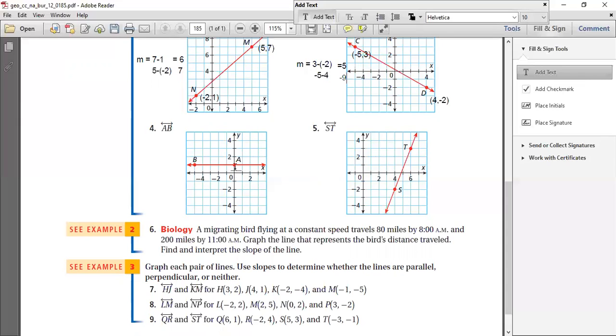Okay, now what I want you to mainly concentrate on is this here. A migrating bird flying at a constant speed travels 80 miles by 8 a.m. and 200 miles by 11 a.m. Graph the line that represents the bird's distance traveled. Find and interpret the slope of the line. Now, I don't want you to graph it, because without graphing also we can find out the slope.